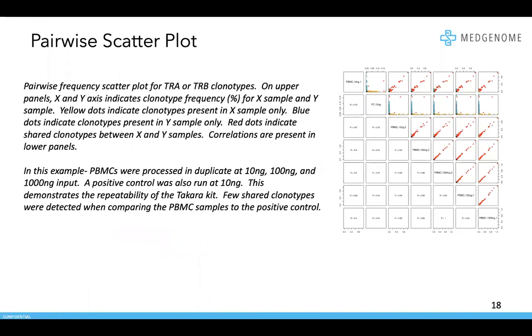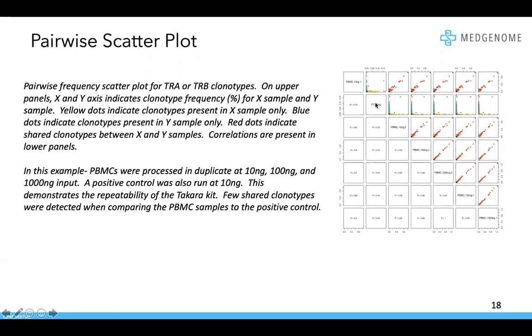And the last figure I wanted to show is this pairwise scatter plot. What this is going to show is the shared clonotypes between your different samples in a project. So what this figure shows, and it's kind of hard to see here, is that the clonotypes from one sample, for example this PBMC 10 nanogram one, are here in blue, and the clonotypes from a second will be in yellow. These are the unique clonotypes. This is the positive control. And any shared clonotypes between the samples will appear in red across the middle.